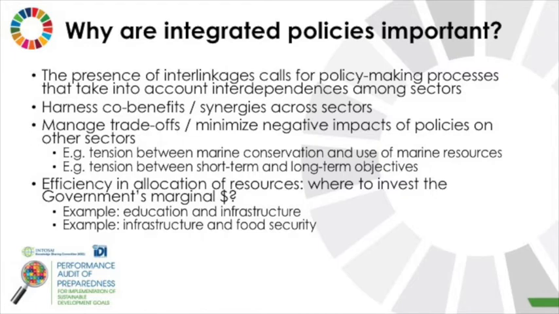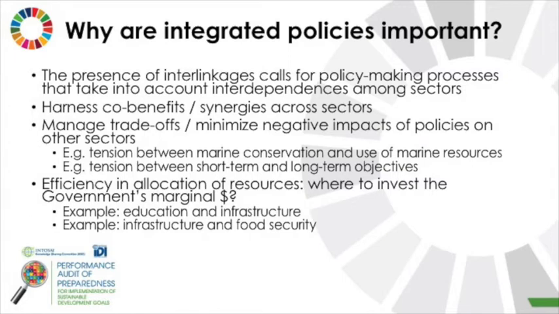So the presence of interlinkages among goals and targets calls for integrated policymaking, which is policymaking processes that take into account interdependencies among the sectors. And the objectives of this are threefold. The first is to harness co-benefits and synergies across sectors. For example, if you invest to cut energy consumption based on fossil fuels, you will also improve outcomes in terms of climate change. The second one is to manage trade-offs and minimize negative impacts of policies done in one sector on other sectors. For example, there is always a tension between conservation of ecosystems and the use of resources from these ecosystems. And oceans and fisheries are a case where this applies.